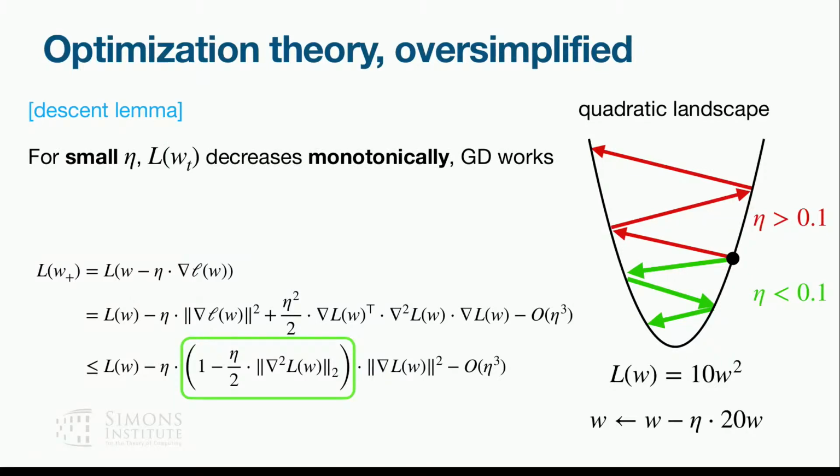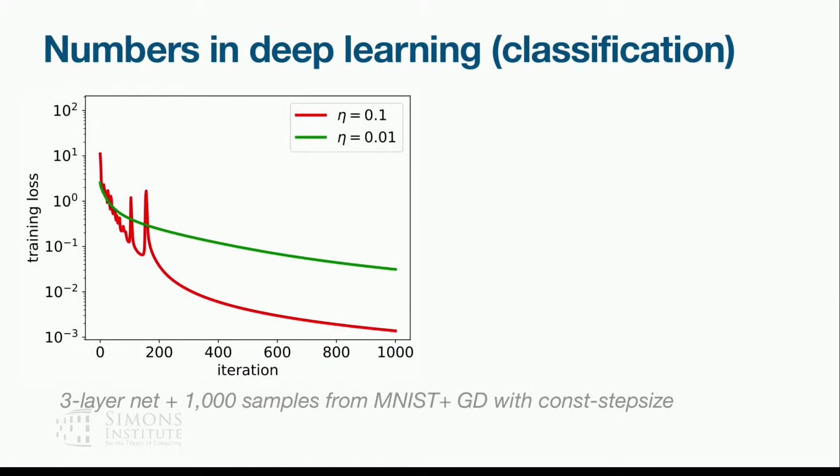If we do gradient descent with a small step size, then the loss function induced by gradient descent is guaranteed to decrease monotonically. And if you run gradient descent with a large step size, the function value might diverge, for example, in this quadratic function case. Okay, this is very nice.